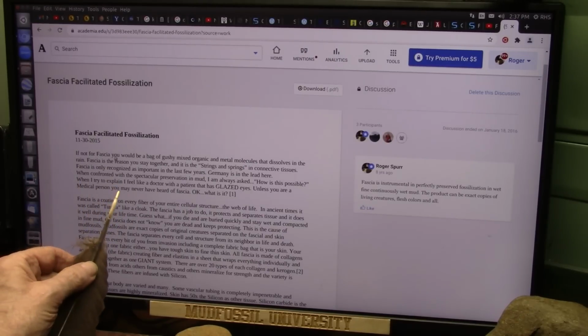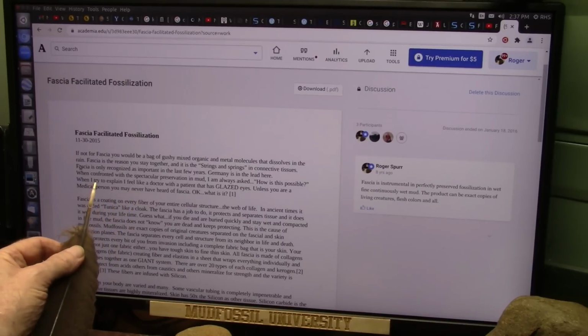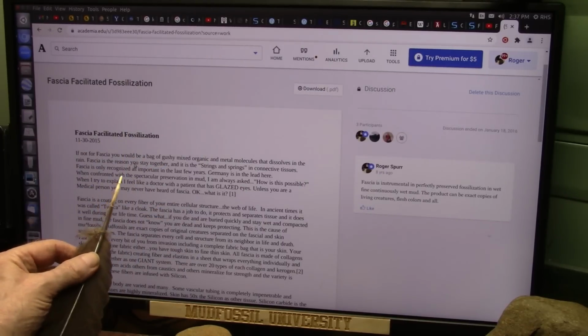So I said, if not for fascia, you'd be a bag of gushy mixed organic and metal molecules that would dissolve in the rain. You just fall apart. Fascia is the reason you stay together.